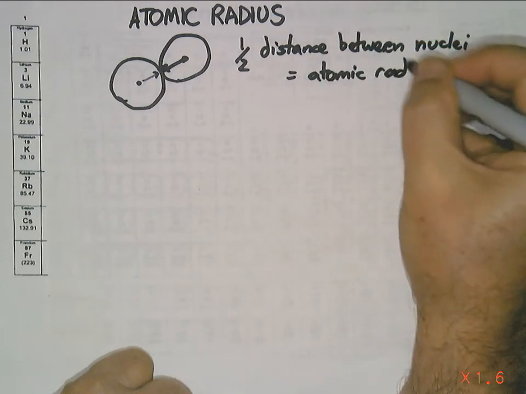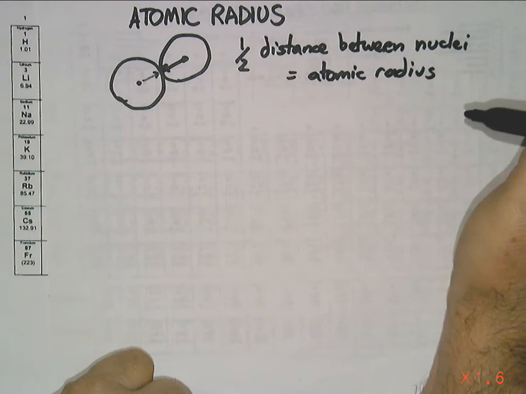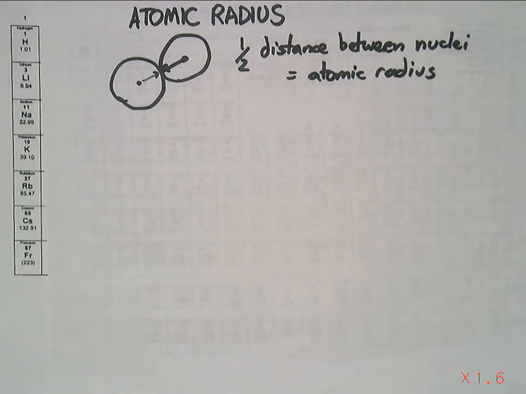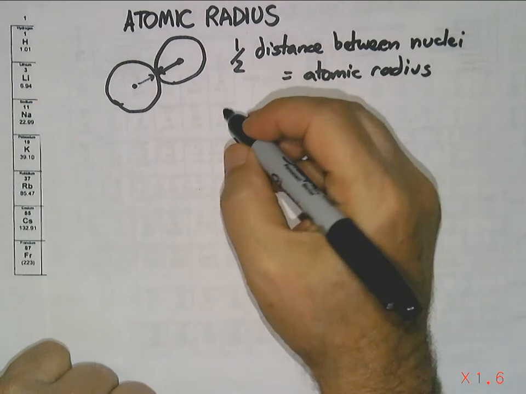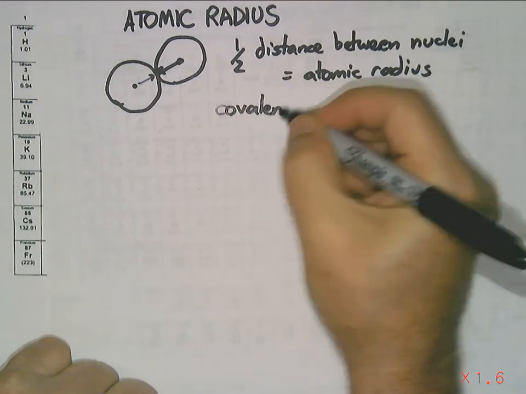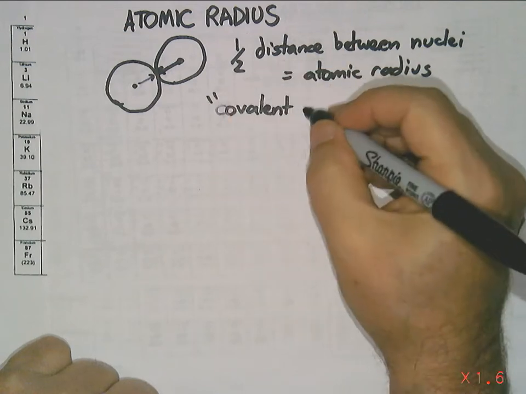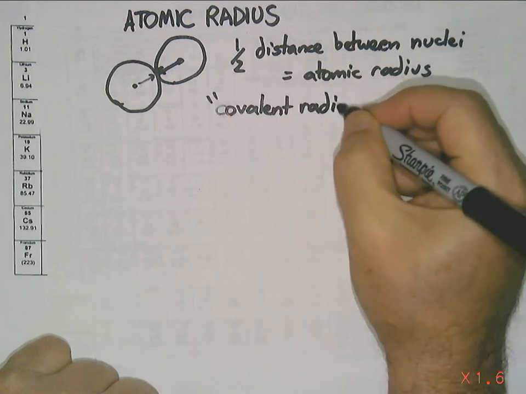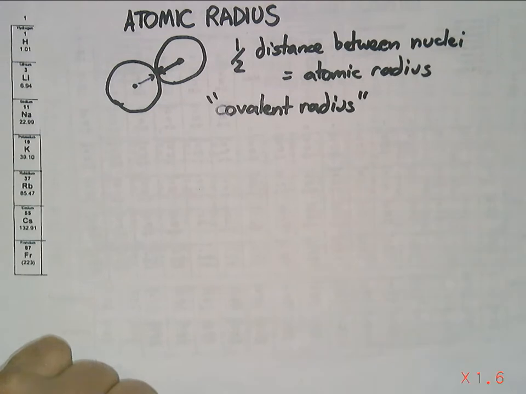So I'm going to define it this way. Now there's a lot of different ways to define atomic radius. If you go and look up atomic radius tables out on the web, you're going to find different kinds of atomic radius. The kind that I'm talking about and the kind that the book is talking about is covalent radius. That's what I've just defined for you here.